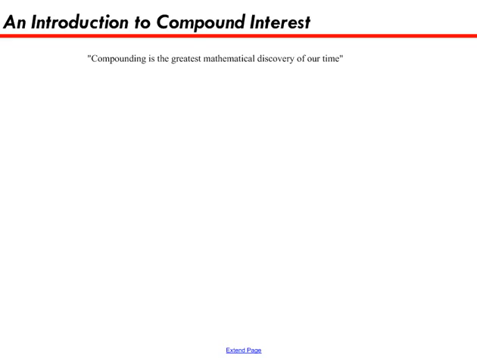Compounding is the greatest mathematical discovery of our time. Albert Einstein. Since Einstein seemed to know a thing or two about math, let's see if we can't figure out why compounding got him all excited when we have a look at compound interest.